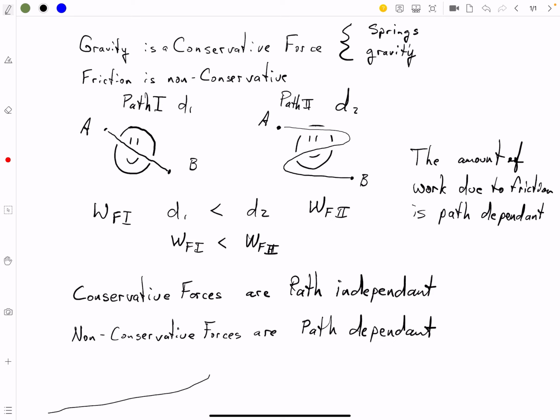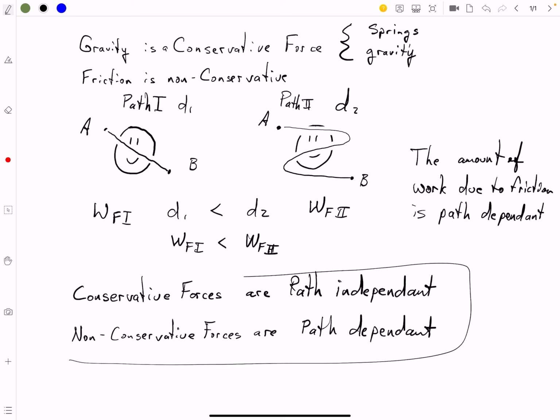This will come back, okay? So you need to know this right here. All right. So let's look at gravity and path integrals. Okay.